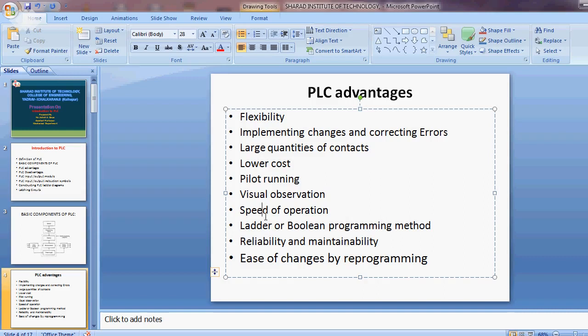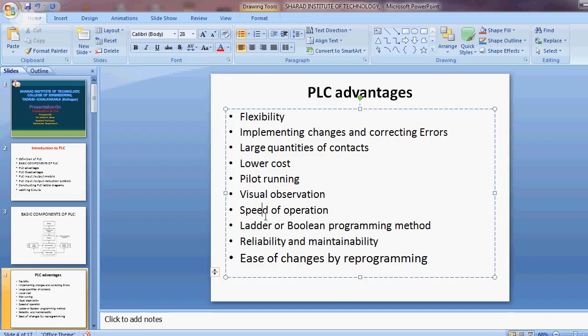The main advantage of this PLC is we can implement the program by ladder or Boolean algebraic conditions. So this is the main advantage: anyone can access the ladder programming or Boolean programming. The next is reliability and manageability. We have used solid state switches, so that's why it is more reliable and has low cost, or you can say less maintenance cost.